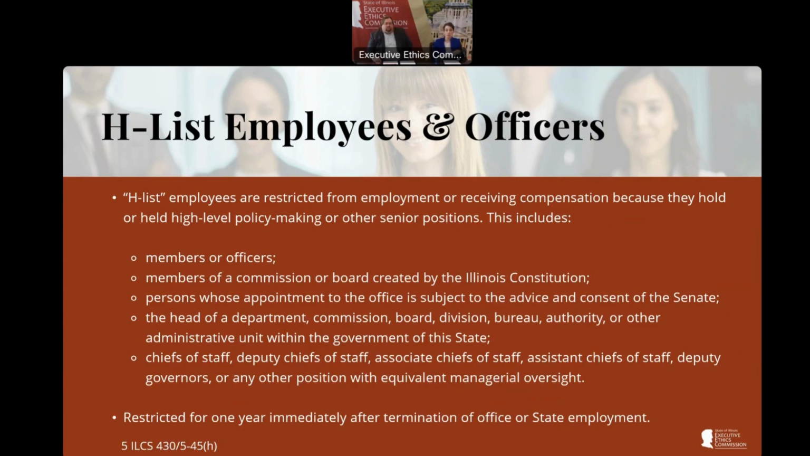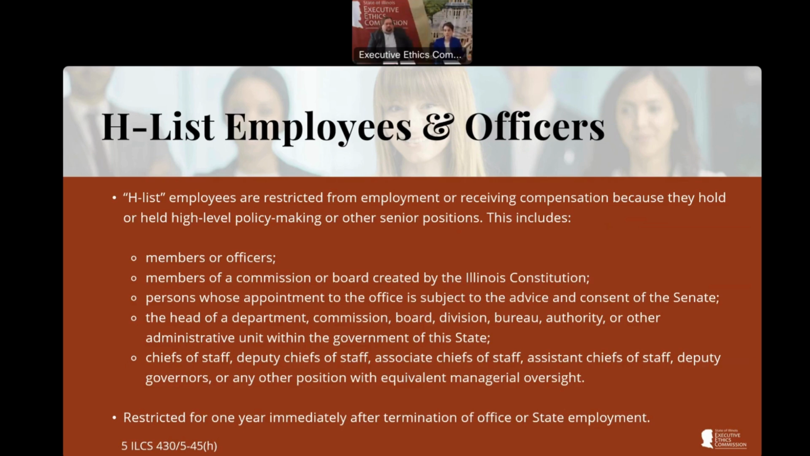So that includes members of a commission or board created by the Illinois State Constitution, people whose appointment is subject to the advice and consent of the Senate, heads of departments, commissions, boards, divisions within departments, bureaus within departments, authorities, other administrative units. So if you are the boss of a bureau, you're going to be on the H list. You might have personal and substantial involvement, but also your influence and authority is going to be imputed to you as an H-lister.